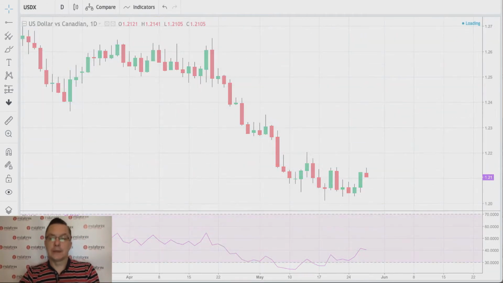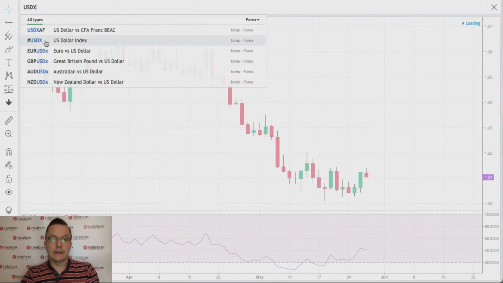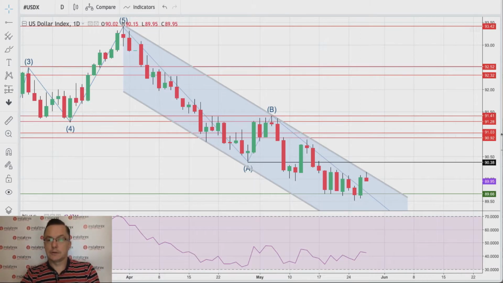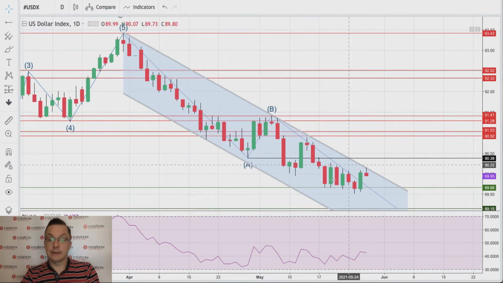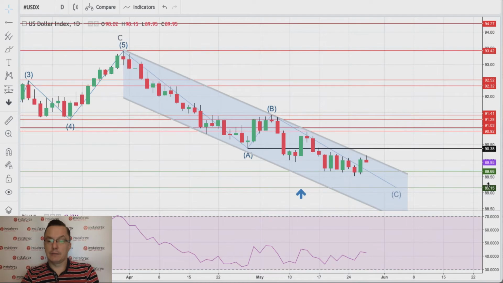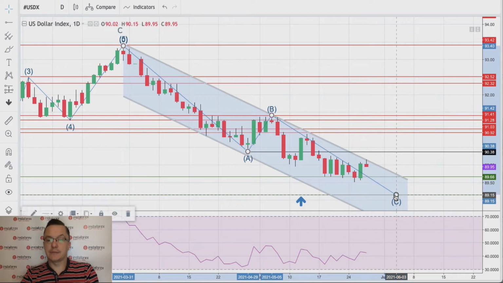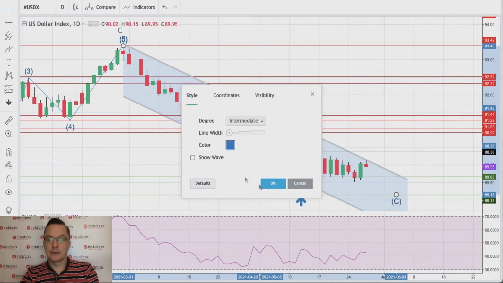The USD index is not better, I guess, than the US dollar to the Canadian dollar. As you can see, we are still consolidating inside of this channel. Recently we were rejected from the upper channel line around the level of 90.15, so right now we might accelerate lower towards, of course, the target for wave 3. So please pay attention to this wave.